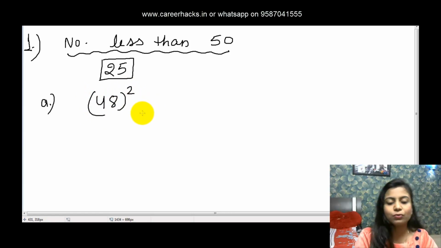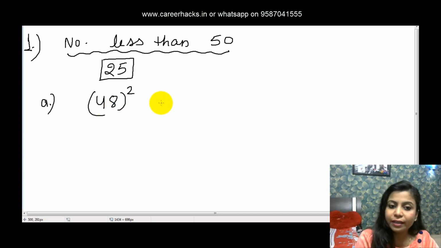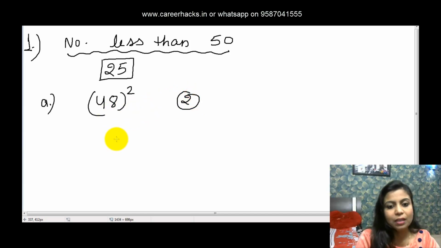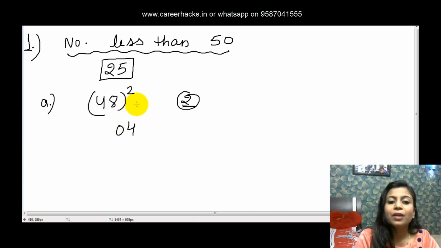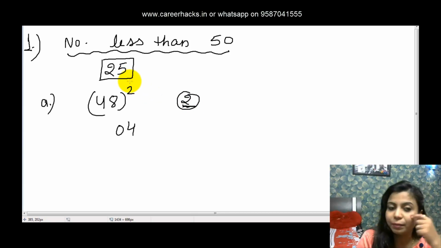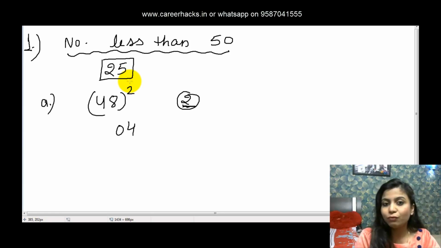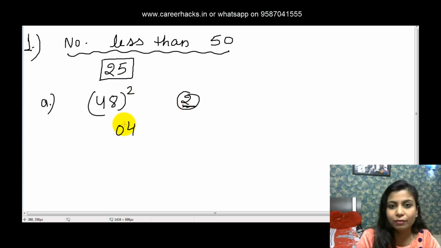Suppose we have to find the square of 48. Now we have to see how much it is less than 50. 48 is 2 less than 50. Now we do the square of this 2, that is 4. Since 48 is 2 less than 50, this 2 will be subtracted from 25. Earlier in 100 we subtracted from 100, but in the case of 50 we subtract this 2 from 25. So 25 minus 2 is 23. So this is the square of 48: 2304.